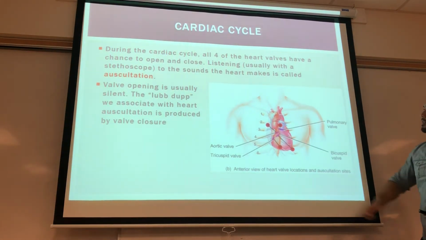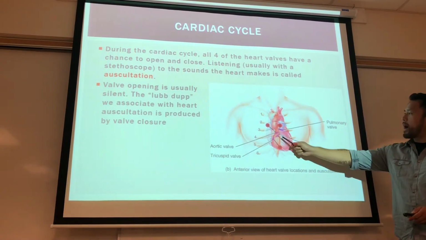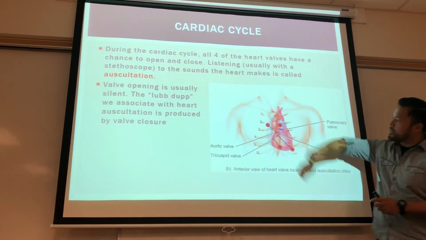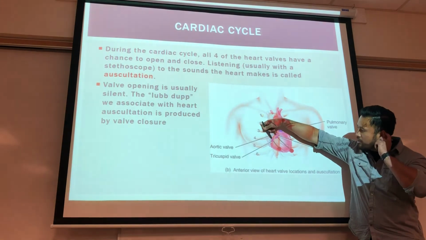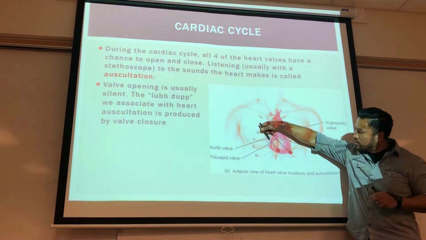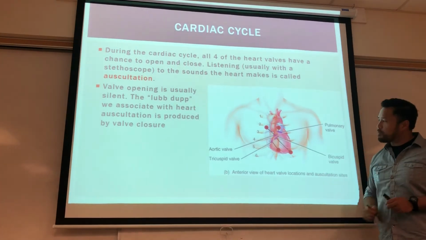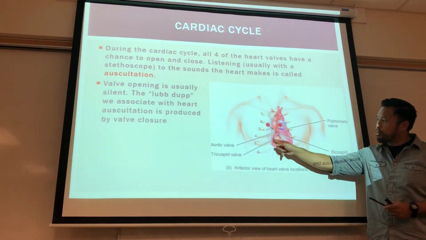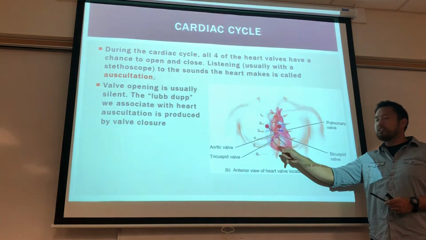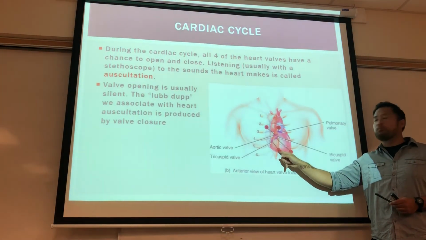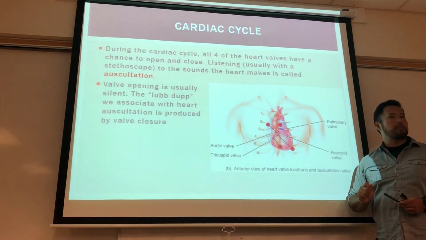So here you can see our tricuspid to the right, you can see our bicuspid to the left. We know that blood is being ejected from the right atria down into the right ventricle in this direction. So the best place to listen is not where the valve would actually be. It's a little bit downstream of where the blood flows.